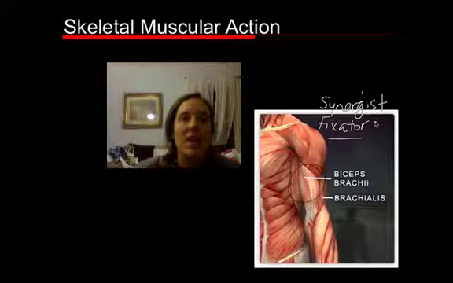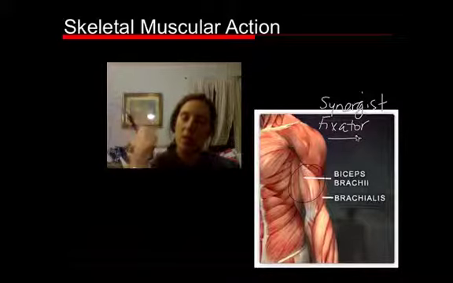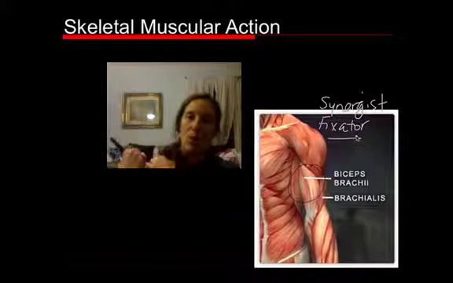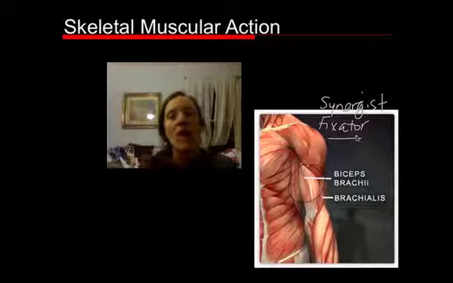So a stabilizer when doing a biceps curl is the trapezius in the back of the neck and the shoulders, because when you're doing a forceful action like that, your scapula would likely move if you didn't have the trapezius holding it down and preventing the scapula from moving. So that would be a fixator muscle.